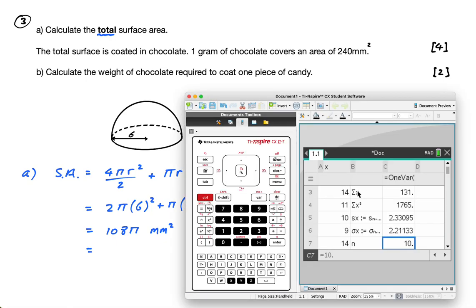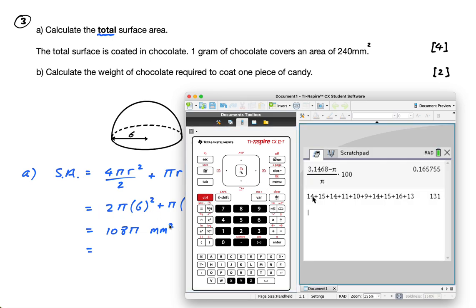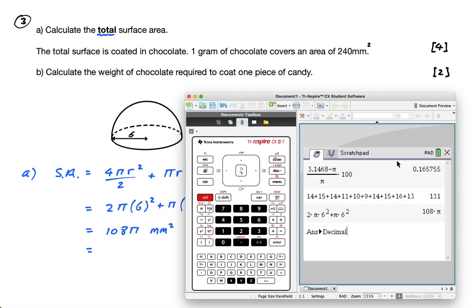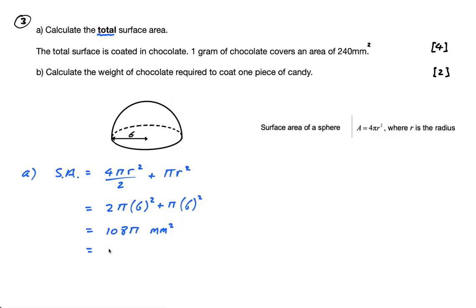Let me just go back here. Guys, if you weren't happy with what I did there, just go back here and do 2 times pi times 6 squared plus pi times 6 squared. That gives me 108 pi. Then convert to decimal, and I get 339.292, because that's the exact answer, so that's fine.